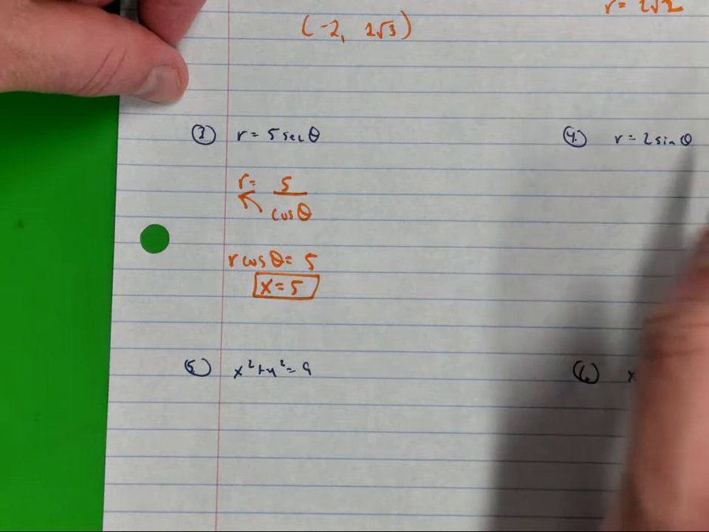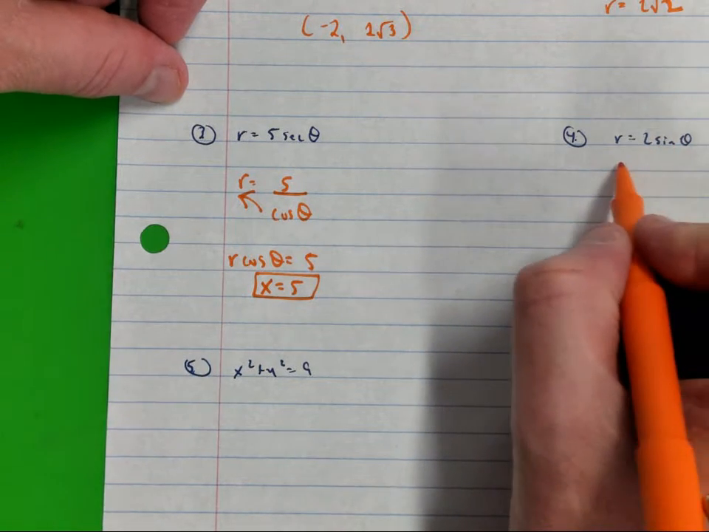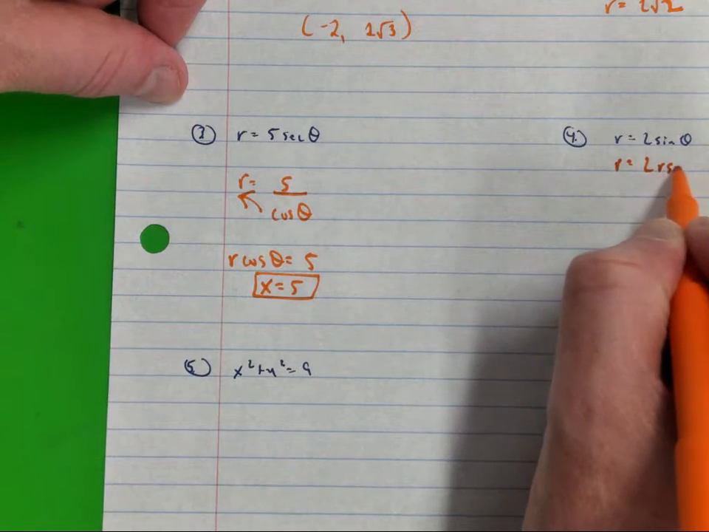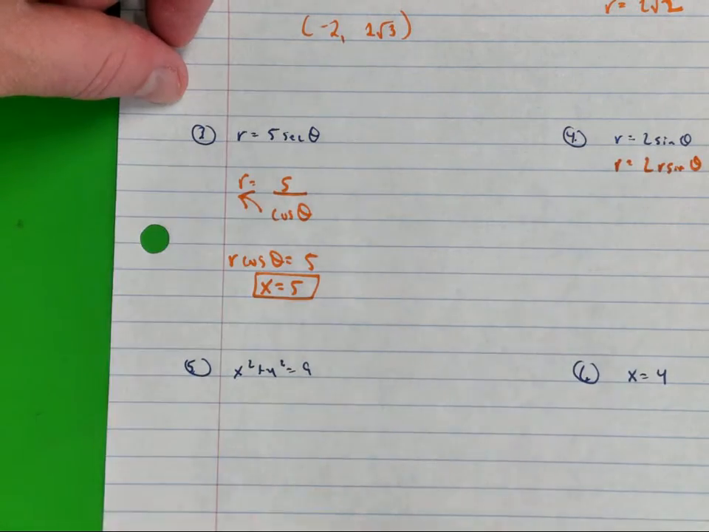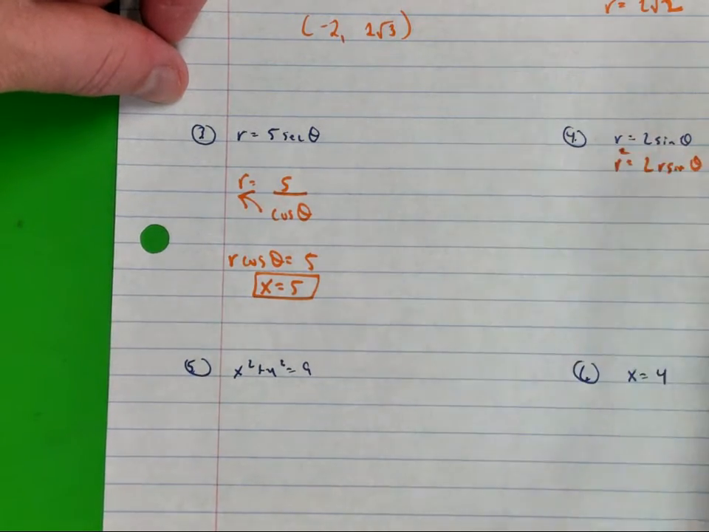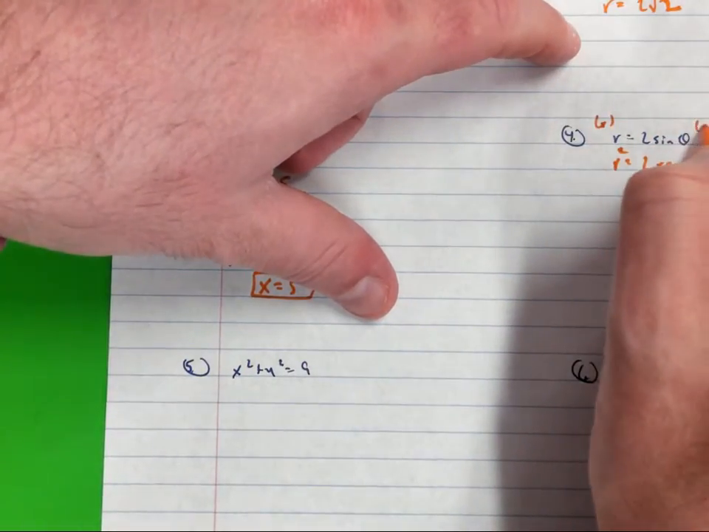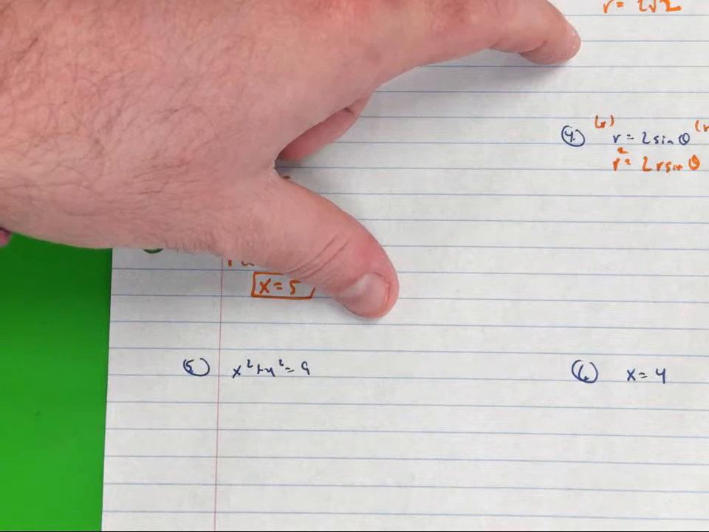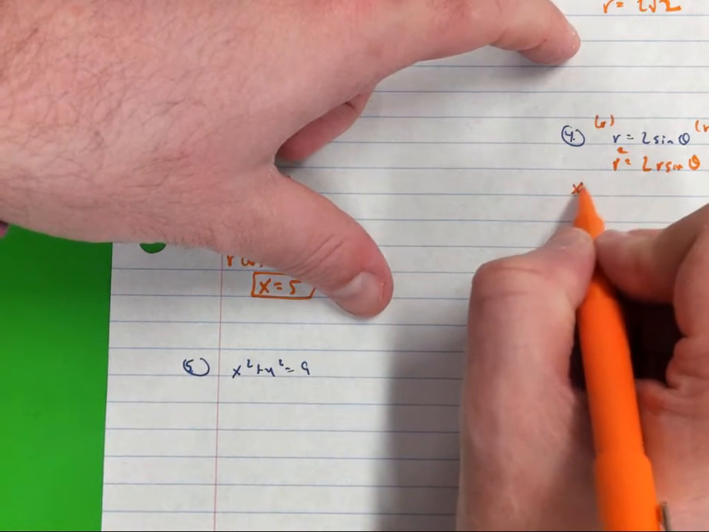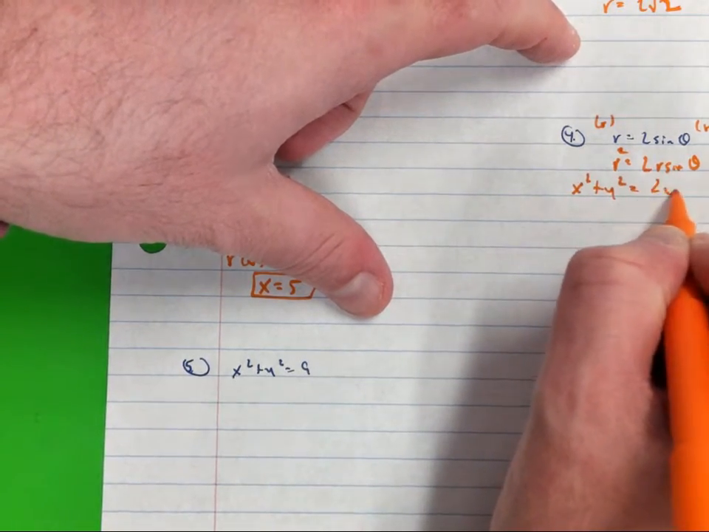Okay, number 4, I want to get rid of r and theta. I want to go to rectangular. What am I missing on this side? I'm going to do r equals 2 sine theta. I'm going to multiply both sides by r, because I don't need to square that, do I? I just multiply both sides by r. Do you see that? Now, what can I replace with r squared? Equals 2y.